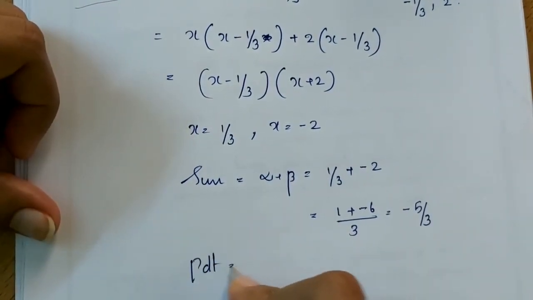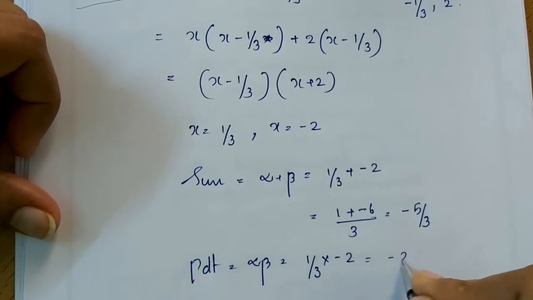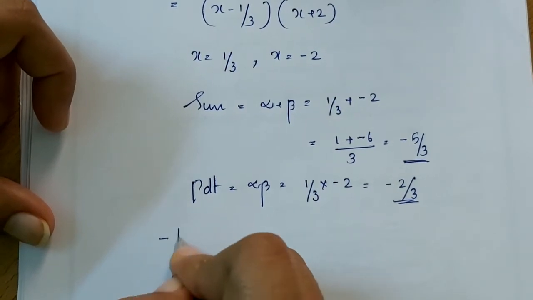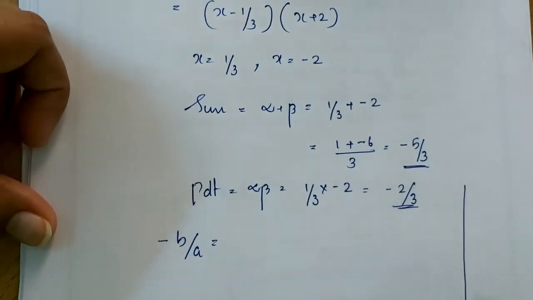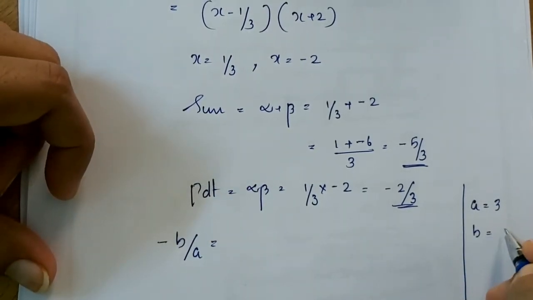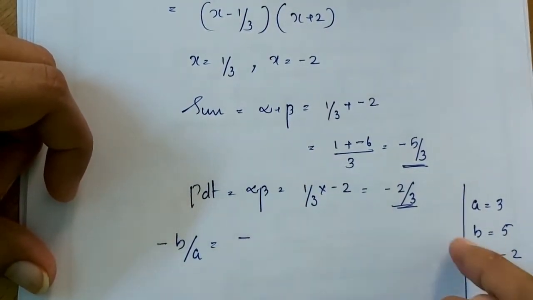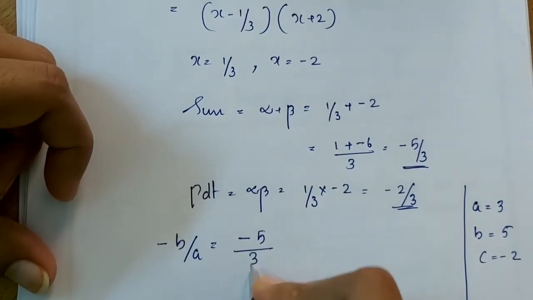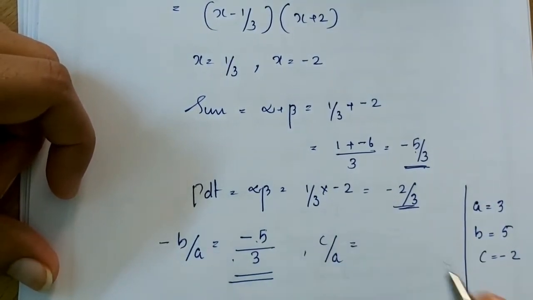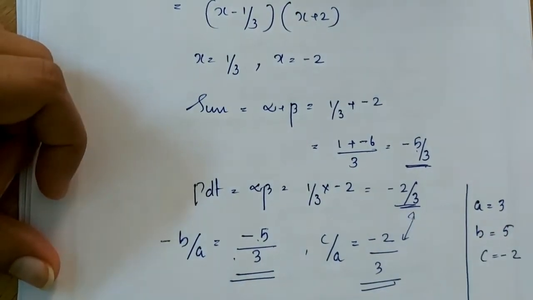Product is equal to alpha beta is equal to 1 by 3 into minus 2, which is equal to minus 2 by 3. Okay. Let us substitute in the equation minus b by a. Here the values are a is equal to 3, b is equal to 5, c is equal to minus 2. Minus the value of b, that is 5, divided by 3. So the sum and the equation give the same result. Similarly, c by a is equal to minus 2 divided by 3. Here the values are the same. Okay.